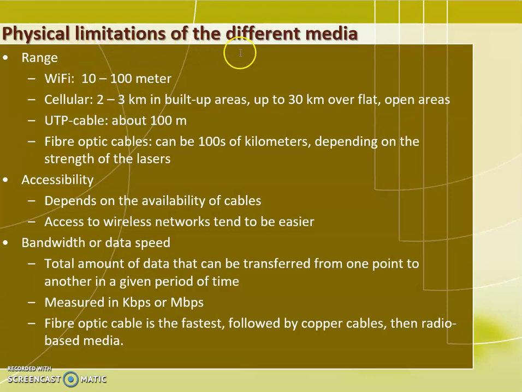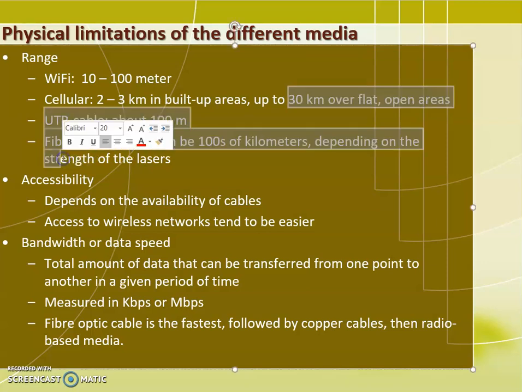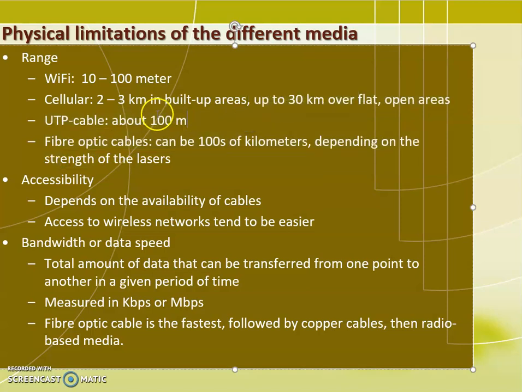Physical limitations of the different media. Your range. Your Wi-Fi can range from 10 to 100 meters. In a cellular network, you can have between 2 and 3 kilometers, or if it's a flat, open area, up to about 30 kilometers. UTP, we're talking about 100 meters. Fiber optic cables, hundreds of kilometers.